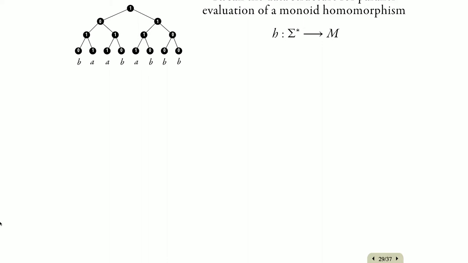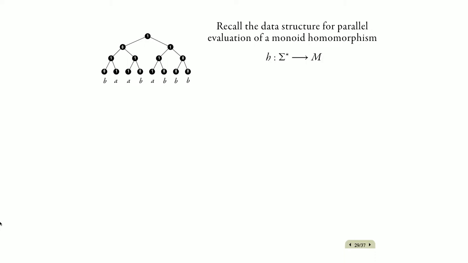But here's one thing that I wanted to discuss now, which was supposed to be the end of the previous lecture, but I think it's a very nice application of monoids, different from Schützenberger. So remember this data structure for parallel evaluation? This would allow you to evaluate the value in logarithmic parallel time. Let's try to bring it down to constant time. So that's what we're going to do now.